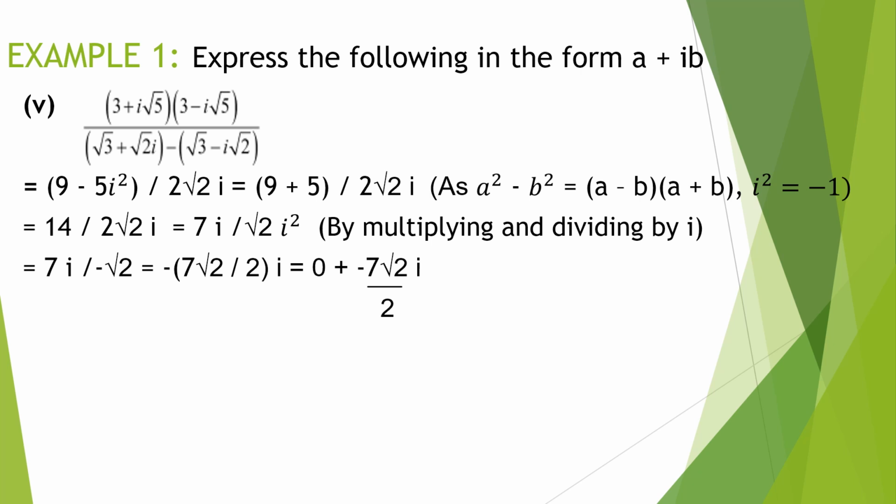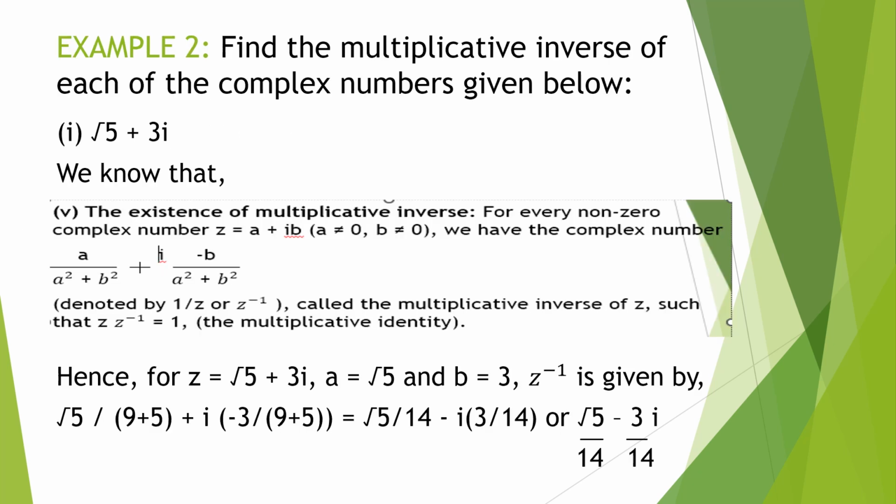So it is 7i upon minus root 2, or you can write it as minus of 7 root 2 upon 2i. So the real part is 0 and the imaginary part is minus 7 root 2 upon 2. So the complex number in the form a plus ib is written as 0 plus minus 7 root 2 by 2i.